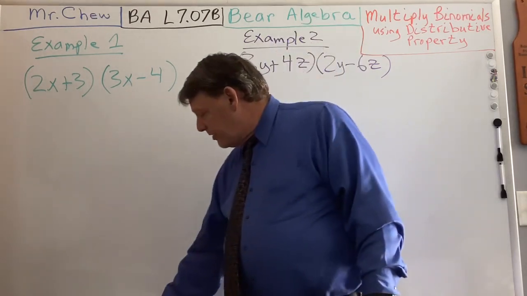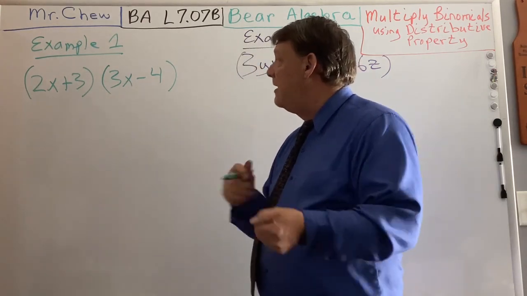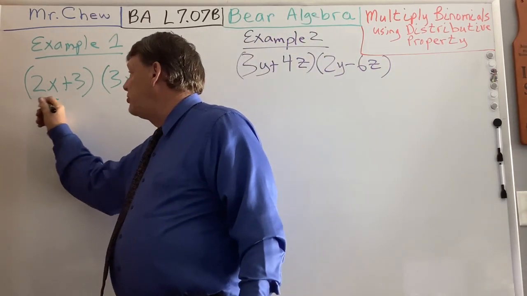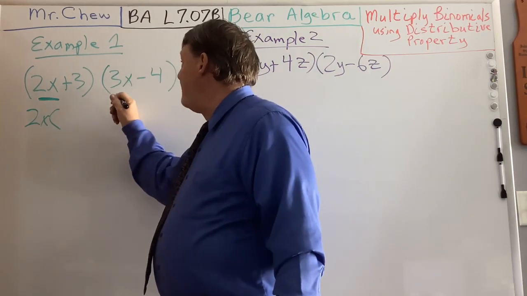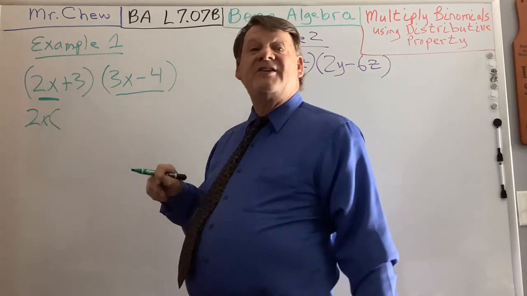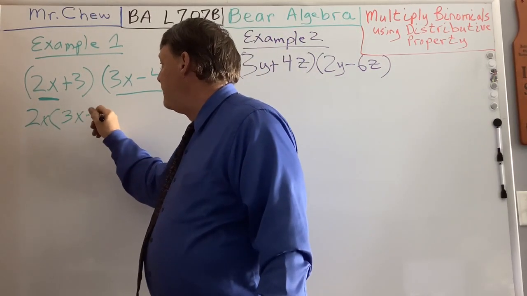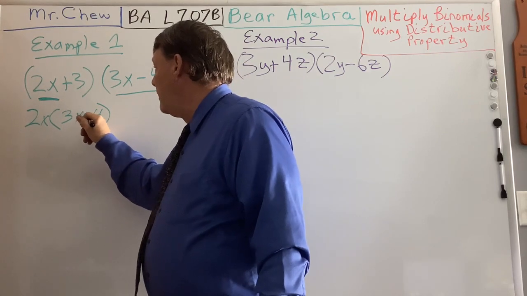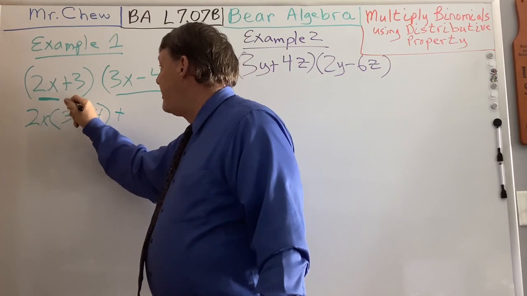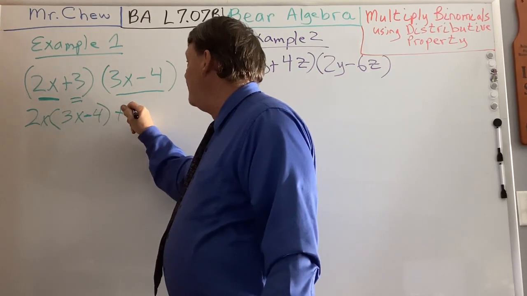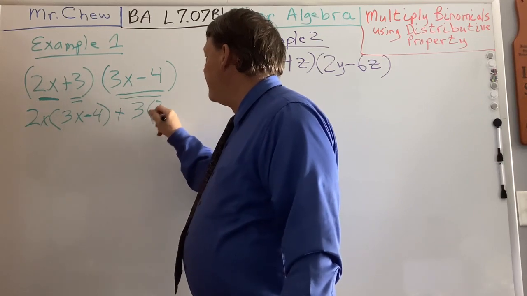So the first way I teach this is to take this first term and multiply it by the second binomial, and you put that in parentheses. Then since we're adding, we're going to put plus, and then we take the second term and multiply it by that second parentheses.